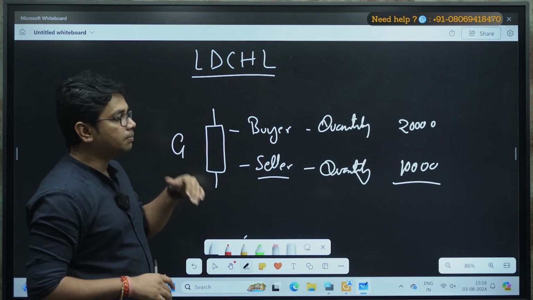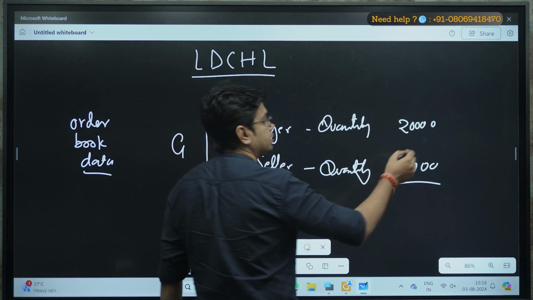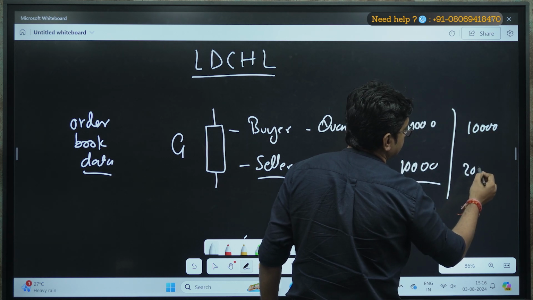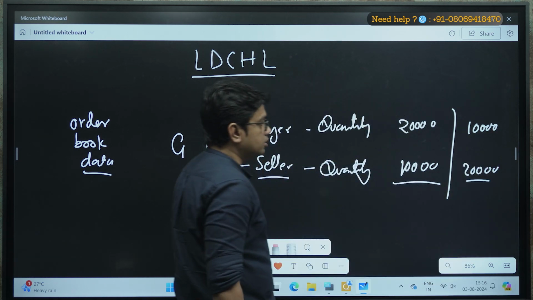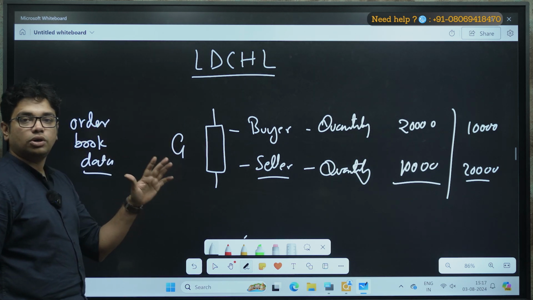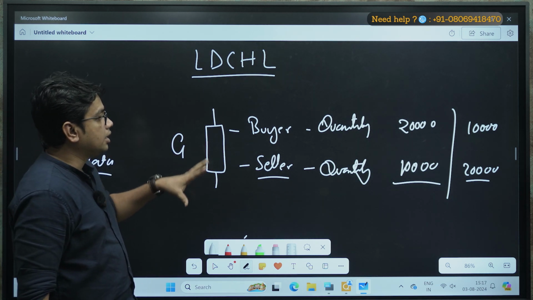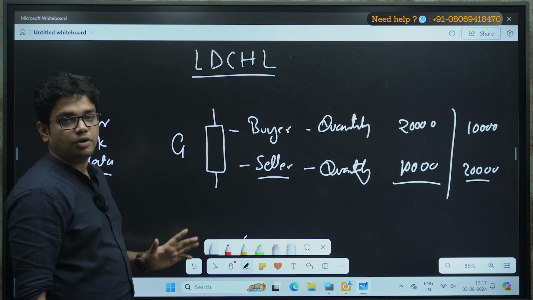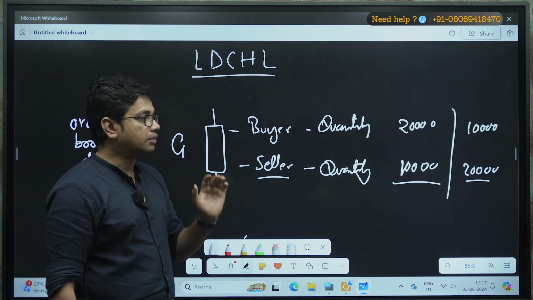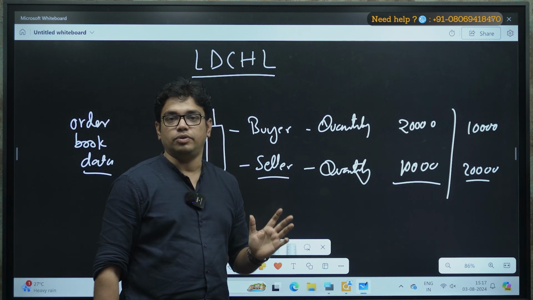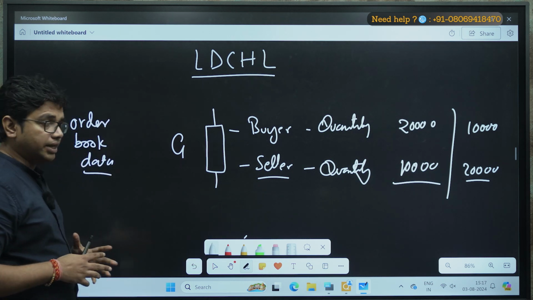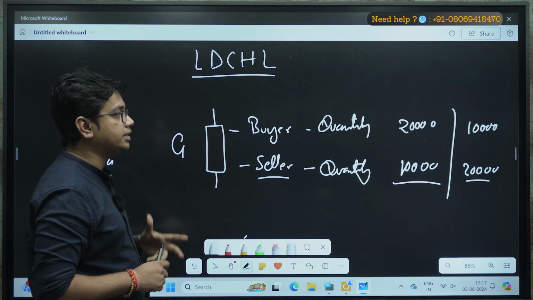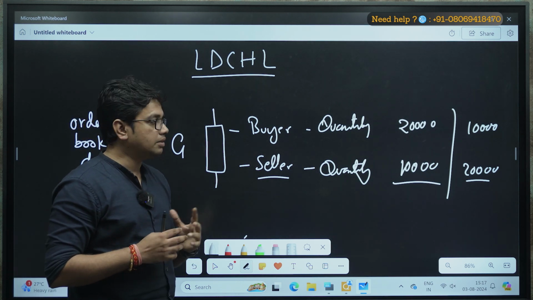And if the sellers are twice, let's just say the buyers are 10,000 and the sellers are 20,000, it means the price might go down from this particular time. But it cannot happen at just any point of time. It should happen at a specific place, that means at the resistance or at the support. As I have explained, it is really difficult to mark the resistance and support and to take the trade according to that, so I am making it much simpler.